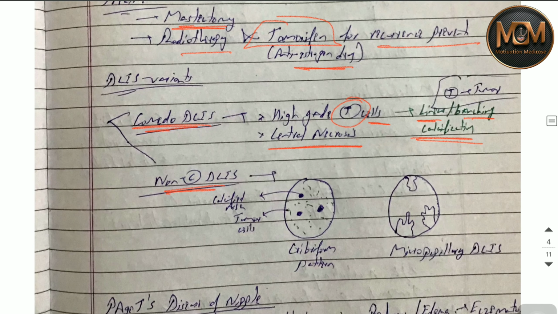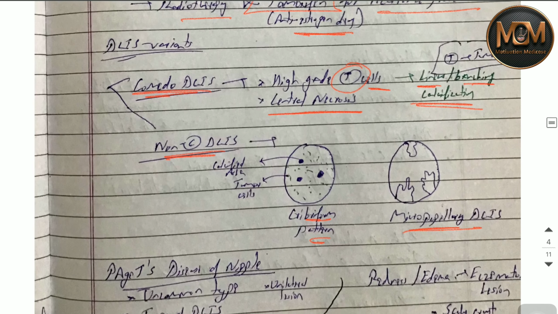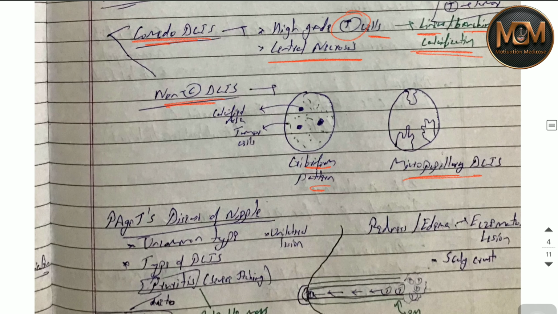While in non-comedo, you can see a pattern like the cribriform pattern, in which there's a tumor cell in between and there's a calcified area. Basically, you can see the tumor cells are scattered and the calcified areas are in between. And the second thing is the micropapillary ductal carcinoma pattern. You can see there's one more, which is not so common type of ductal carcinoma in situ.